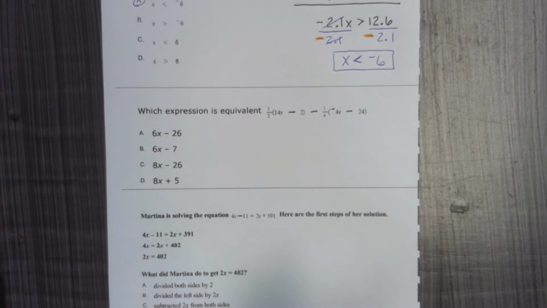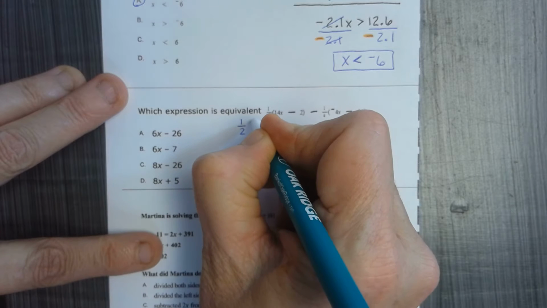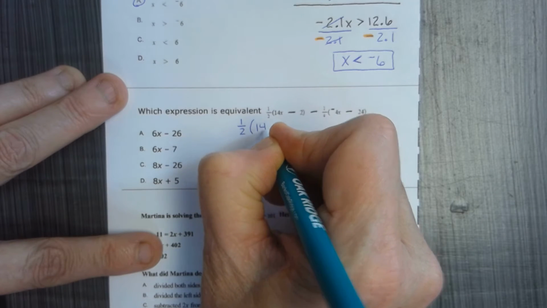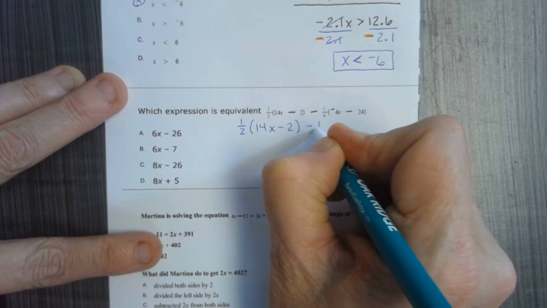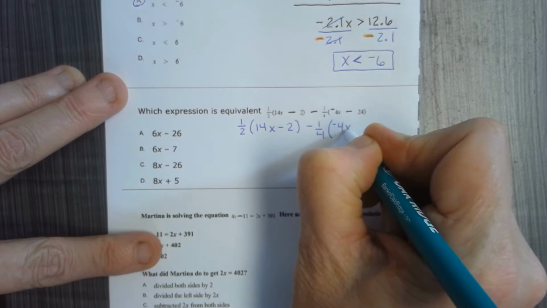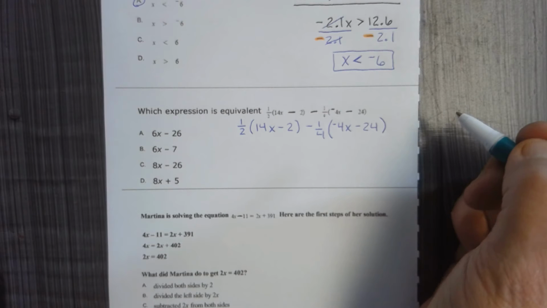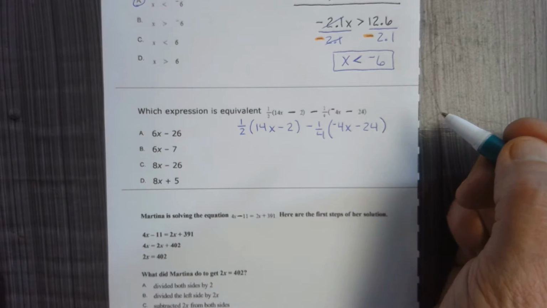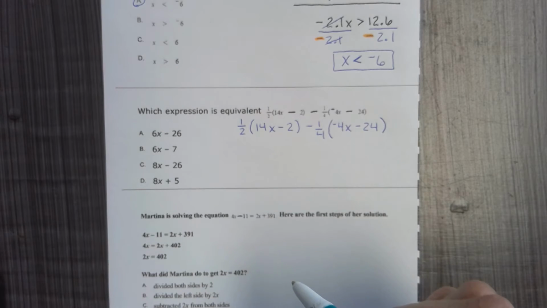Okay, next one, I do apologize. It's kind of difficult to see. I'll go ahead and write it again. That's 1/2, and in parentheses is 14x minus 2. Then minus 1/4, and in parentheses is negative 4x minus 24. Again, these are the most missed problems on the test. It's basically distributing and combining like terms.